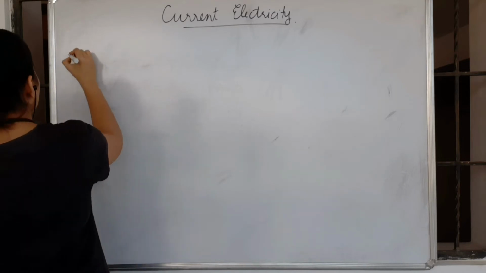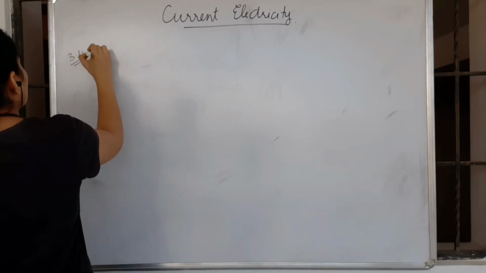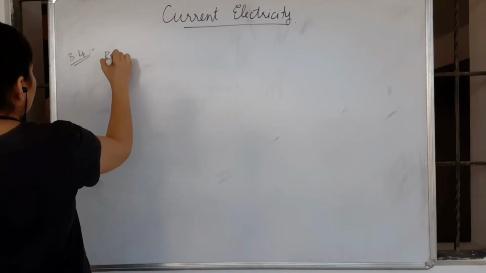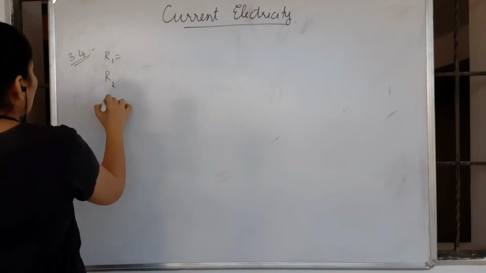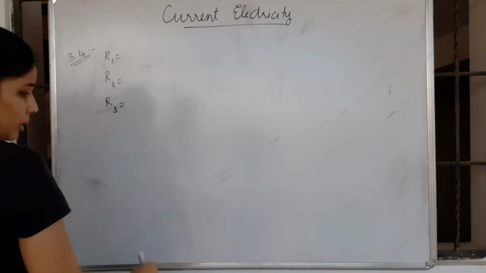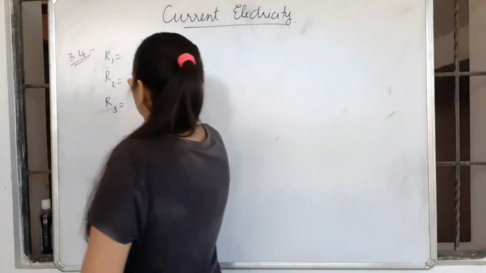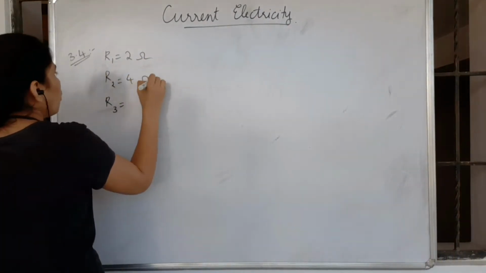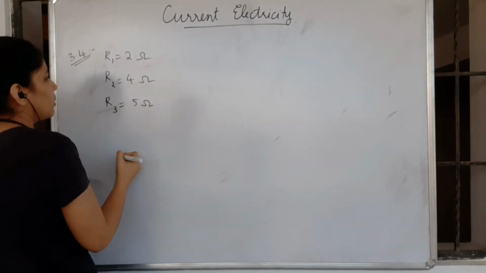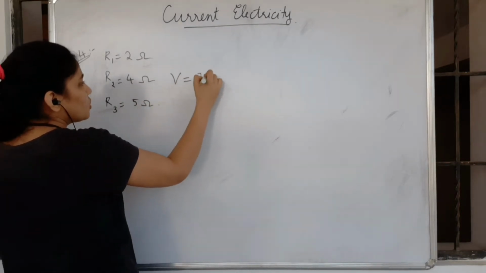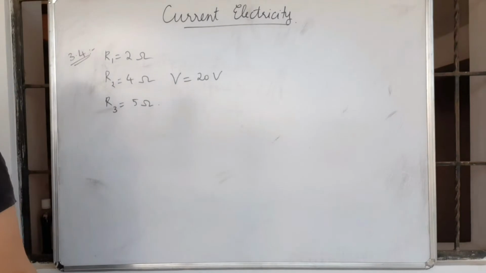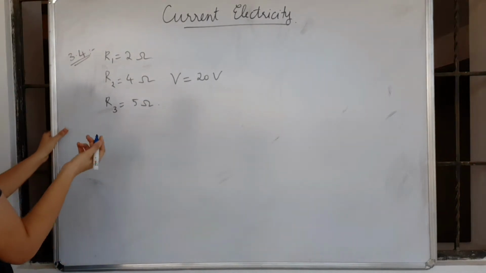Another basic question, 3.4. Three resistors R1, R2 and R3 are connected in parallel. What are the values of R1, R2, R3? 2, 4 and 5 ohm. 2 ohm, 4 ohm and 5 ohm are connected in parallel. The voltage is given as 20 volt. They are asking what is the current through each resistor.